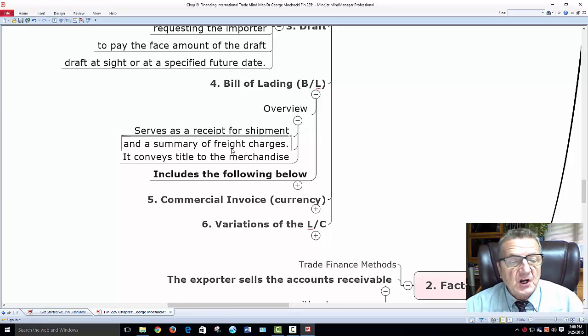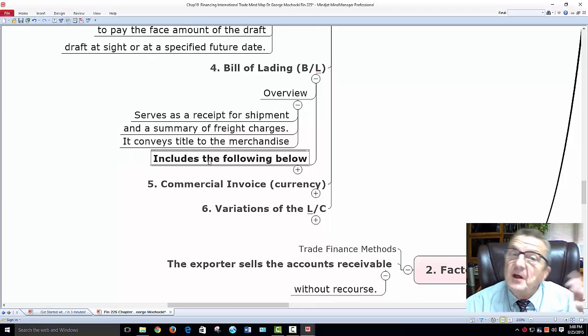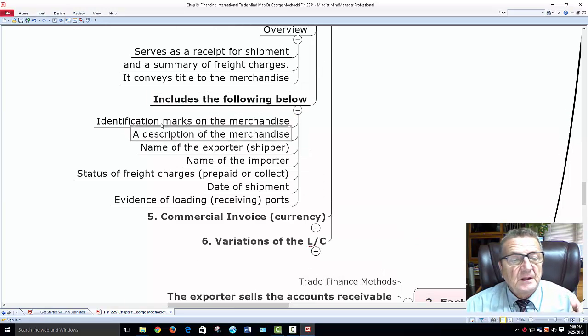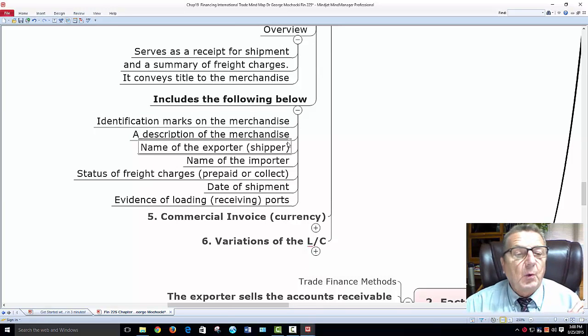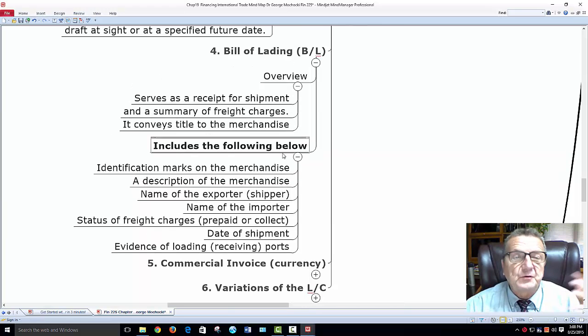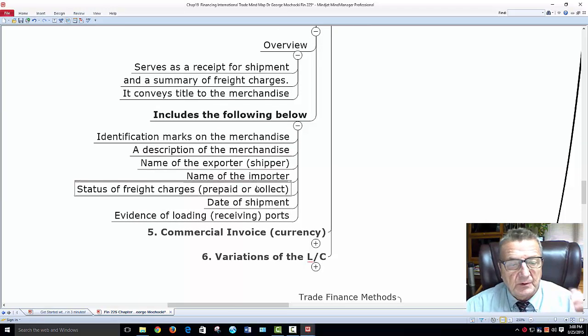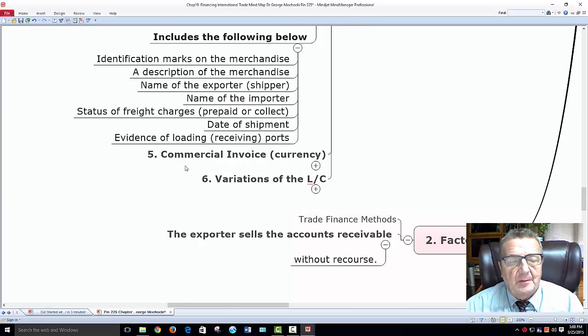In a summary of freight charges, it conveys title to the merchandise. When do I take title? When do I take possession? It includes the following below: identification marks, description. So if I had a bill of lading, list 5 identification items it includes: description, name, exporter, importer. Just taking a check. Evidence of loading and receiving ports.